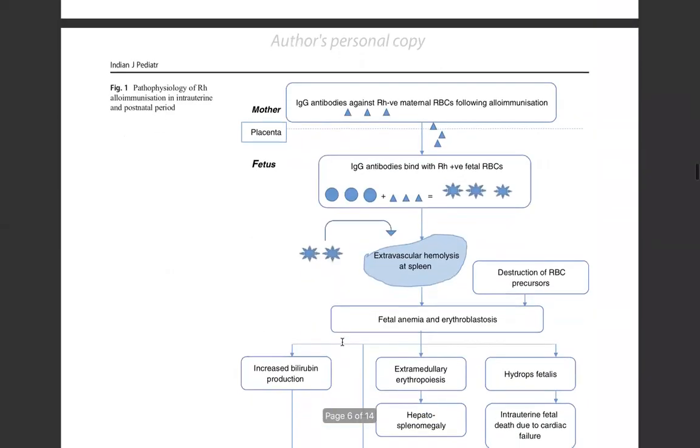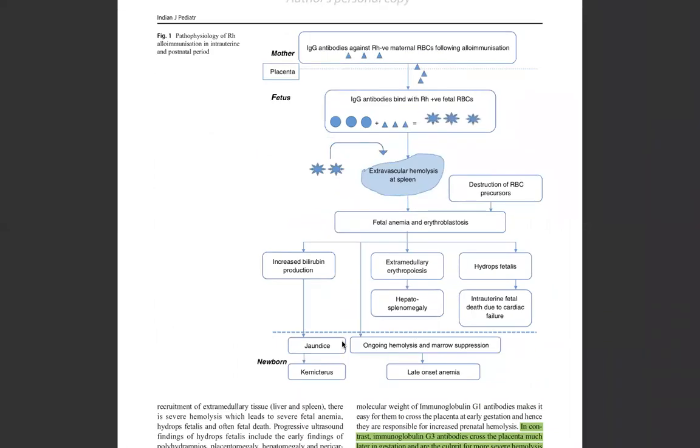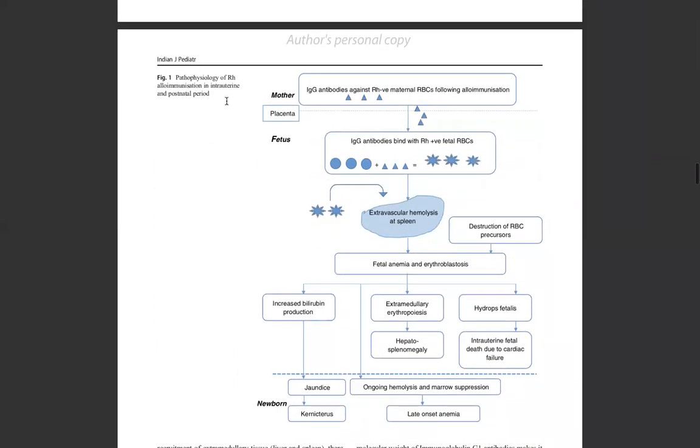What I want to tell you now is the pathophysiology, antenatal management and postnatal management. The pathophysiology is that these antibodies are produced in the mother. They travel through the placenta to the fetus. These are the fetal RBCs, and these triangles are the antibodies that have come from the mother. The antibodies bind to the fetal RBCs, and there is extravascular hemolysis at the spleen. This causes fetal anemia and erythroblastosis. In the marrow there is also destruction of RBC precursors.